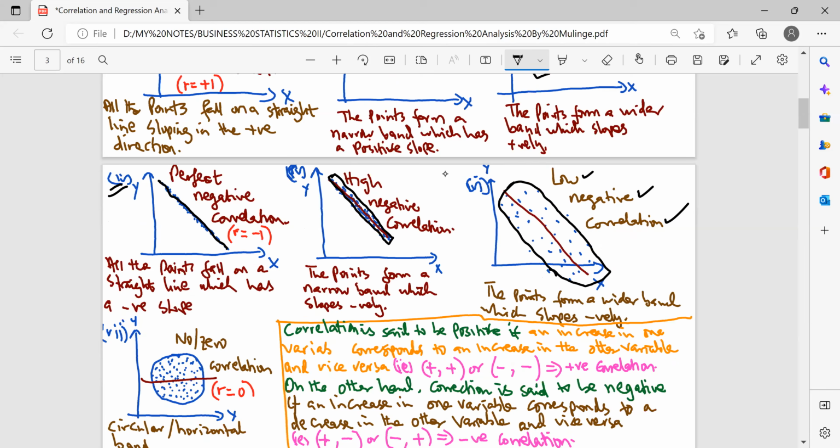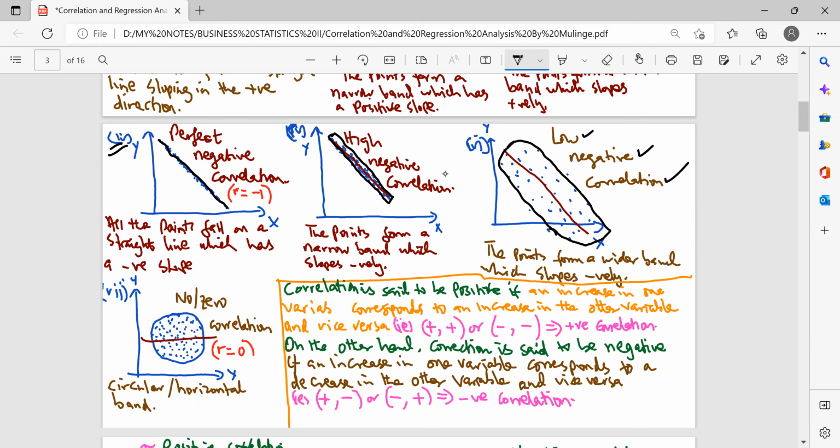Then, sorry, this is the final one. If you plot the points and you notice that they are forming a circular band or a horizontal band, like this one, this is an example of a circular band. So there is no evidence of sloping upwards or downwards. If there is no evidence of upward or downward slope, then we say that there is no correlation between the two variables, or there is zero correlation between the variables.